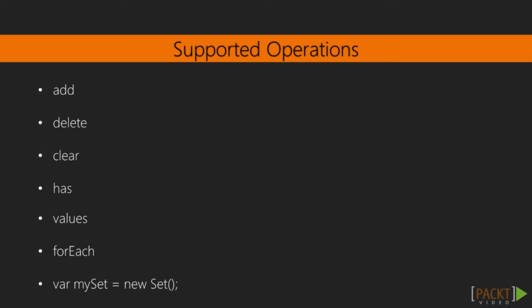The current ECMAScript 2015 spec describes 6 operations and 1 size property in the set. Although the name is different, the size property in the set behaves exactly the same as the length property found in the array. The 6 properties we'll look at are add, delete, clear, has, values, and forEach.